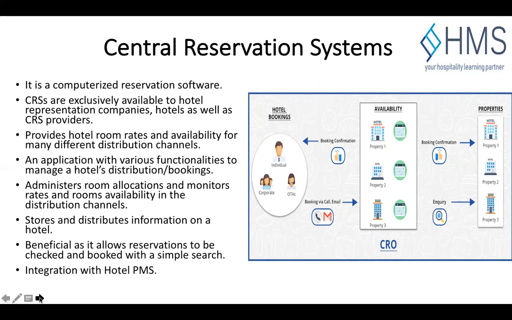Now again, once the booking has been confirmed from both ends, then the individual or the corporate would also receive the booking confirmation. At the same time, the hotel property would also receive the booking confirmation. So now this is again a two-way process, as we can explicitly see in the given diagram.